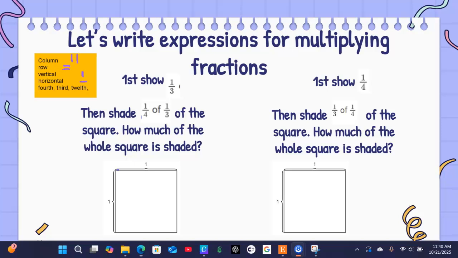Now, I want to show you how to identify this. So you see this top line right here. It says this whole side is going to represent one whole. Now it says first show 1/3. So I'm going to show you multiple ways that I'll partition this. I want you to see it represented differently because it all depends on how you see it. In our lesson yesterday, we started by partitioning and we shaded one side for our first fraction. And now it says then shade 1/4 of 1/3.